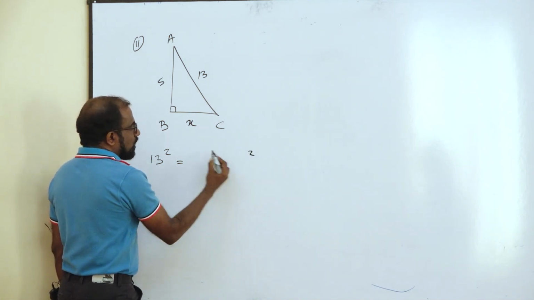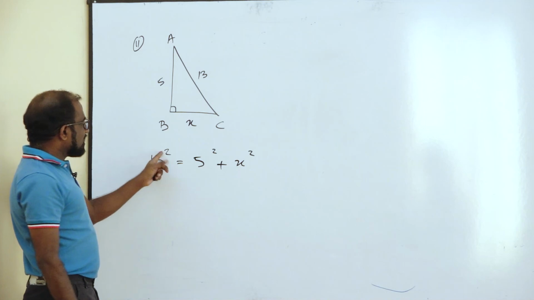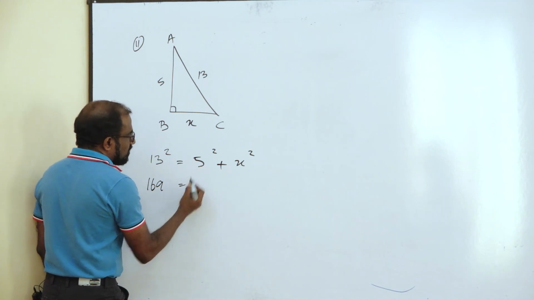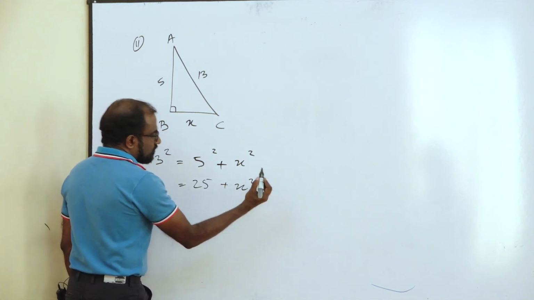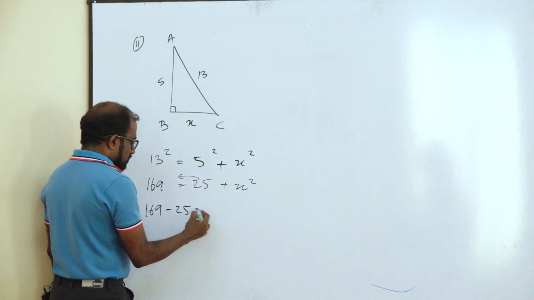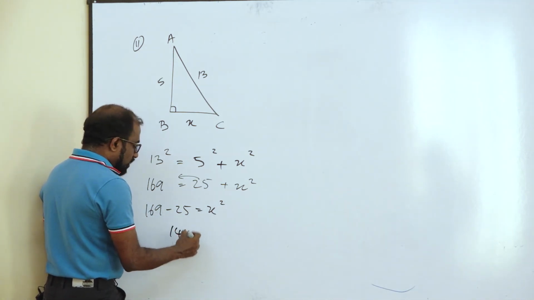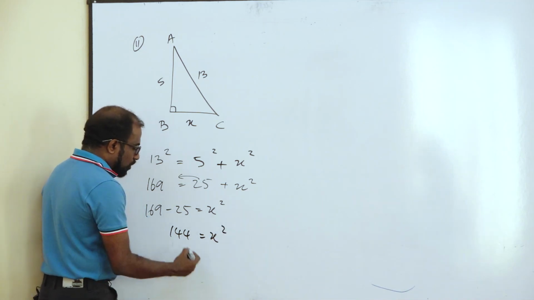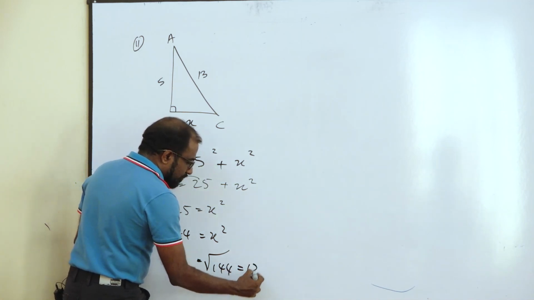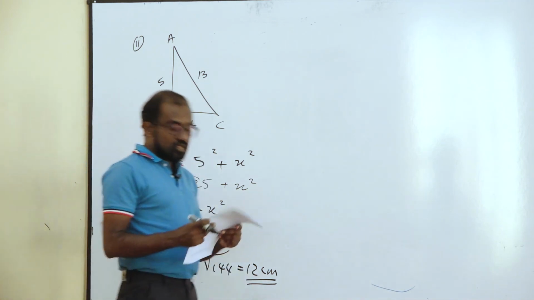Sum of squares of the other two sides. So simple as that. 13 squared equals 5 squared plus x squared. 13 squared is 169, 5 squared is 25, x squared, plus 25 comes other side, minus 25, right? 169 subtract 25 is 144. X squared equals 144, and you have to get the square root of 144, that is 12 centimeters. The length of side BC is equal to 12 centimeters.